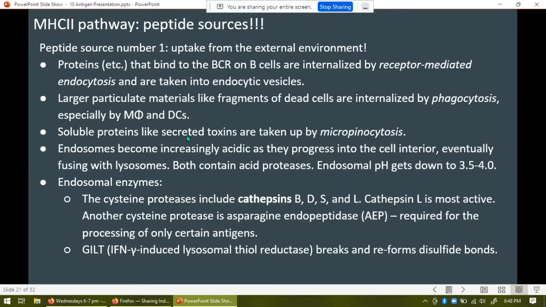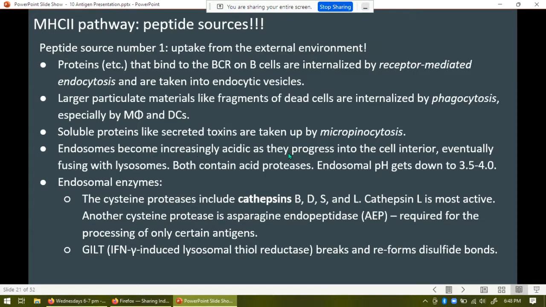Soluble proteins, such as toxins, can be taken up by macropinocytosis, and that is something that dendritic cells tend to carry out, but macrophages also do it. And that's simply just taking up the solutes in the tissue fluid and digesting them and breaking them down. That can lead to a toxin being loaded into MHC2, or at least peptides from a toxin will be loaded into MHC2.